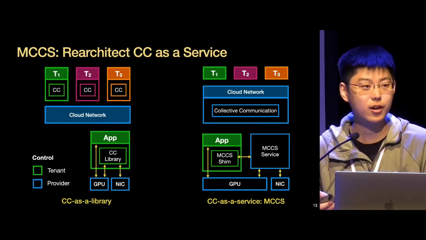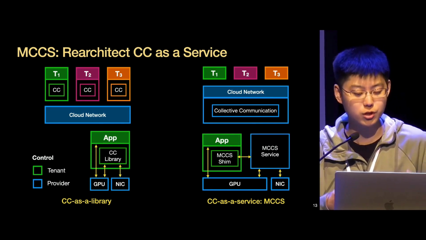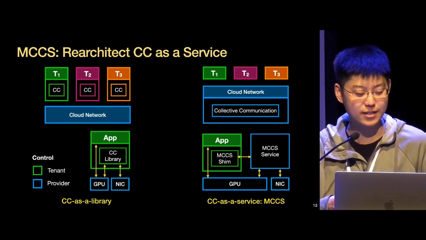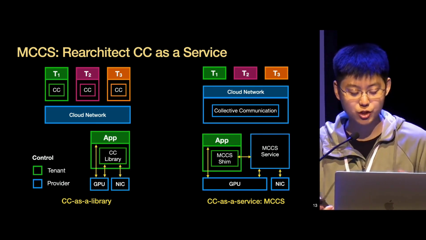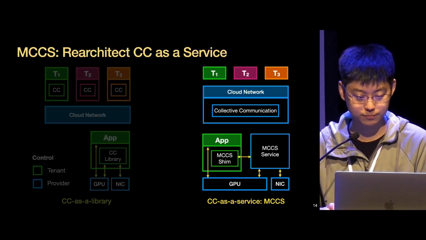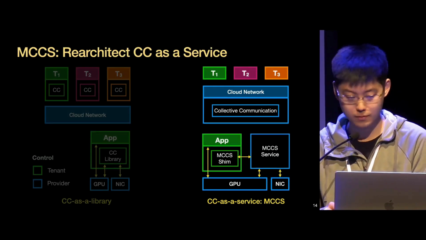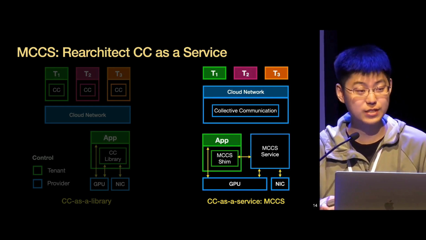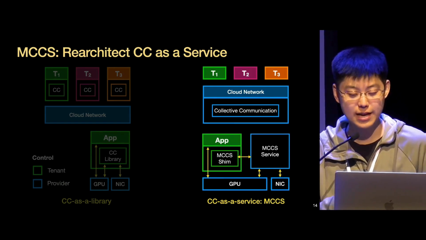Therefore, inspired by MRPC, Managed RPC as a Service, we propose an alternative architecture where collective communication is provided as a service by the infrastructure owner. Our architecture, Managed Collective Communication Service, is shown on the right side. In the MCCS architecture, collective communication is directly integrated into the cloud network and provided as a service.